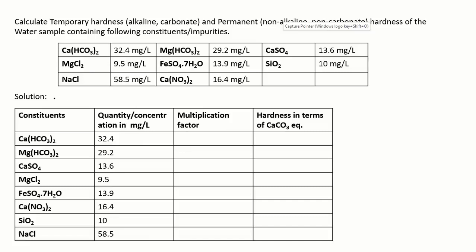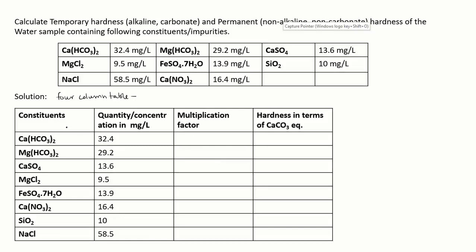So the solution is, I told you that you have to make 4 columns. First you write down the constituents, then the quantity or concentration given in milligram per liter. Then you write down its multiplication factor, which I will explain. Then hardness in terms of calcium carbonate equivalent. That means we have to convert everything into calcium carbonate equivalent, whatever impurity is given to you.